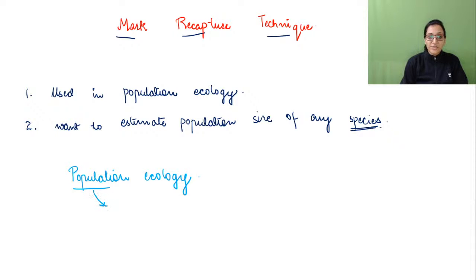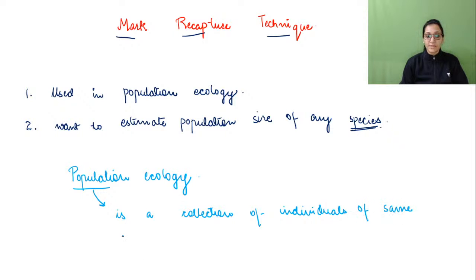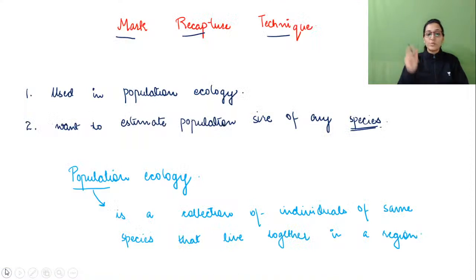So what is a population? Population is a collection of individuals of the same species that live together in a region. So population will be a collection of individuals which live together in a particular region, right? That is the definition of population. When individuals are able to interbreed with each other, belong to the same species and inhabit the same area, they are called a population. Yeah, Vishal Best is saying group of individuals of the same species. Yes, Vishal.